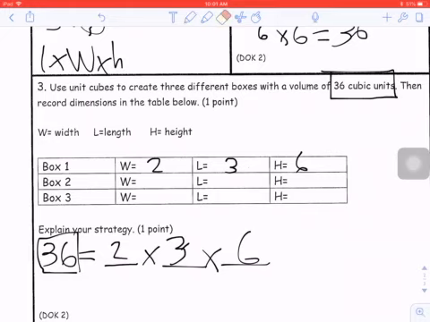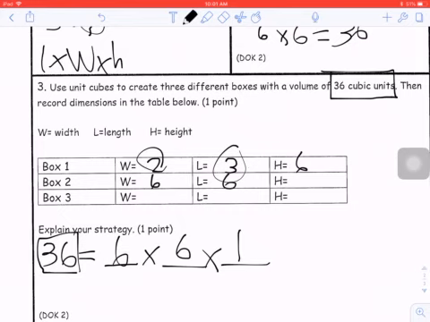Now I'm going to erase these ones. Now if I use that combination, I can use that to help me think of a couple more. I know that 2 times 3 equals 6. And I know that 6 times 6 equals 36. And I could have a height of 1. So I could have 36 all in one layer. And that would work too. So 6 times 6 times 1.